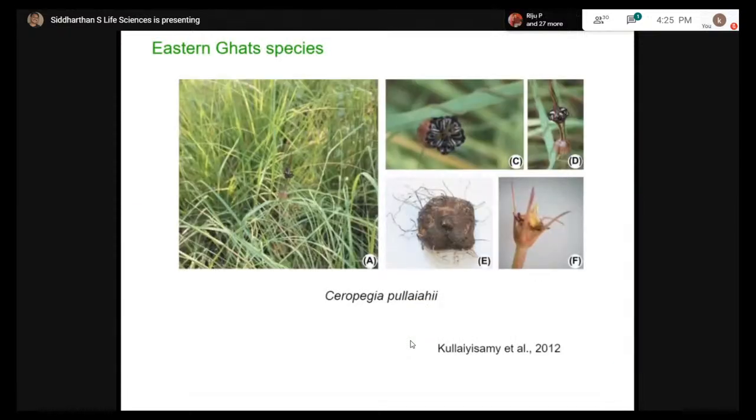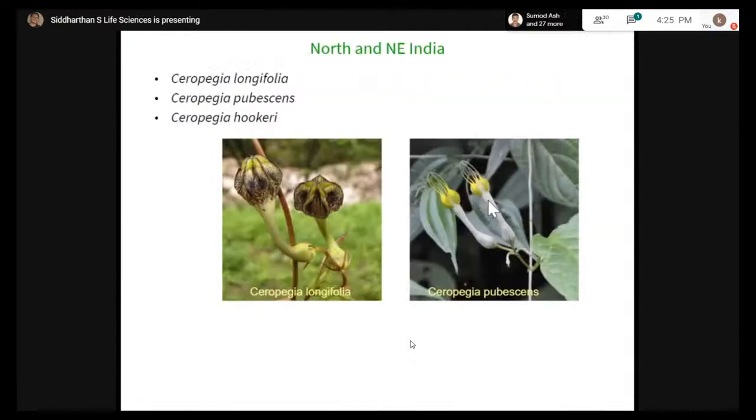And now we have Eastern Ghats species also. The Serapygia pullei was recently discovered. The plant is not very clearly seen, but you can see it's a climber, climbing on very similar linear leaves. It's camouflaging the plant in the grasslands. This is a species found in the Eastern Ghats. Again, there are a few species from the north and northeast. I've joined the Himalayan foothills as well as the northeast states of India together, and these are the representative species of the north and northeast. Longifolia, pubescensis, pukeri, this is a widespread species there, but there are some endemics within each state also, but they're very difficult to spot.